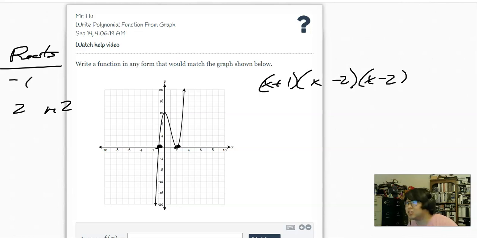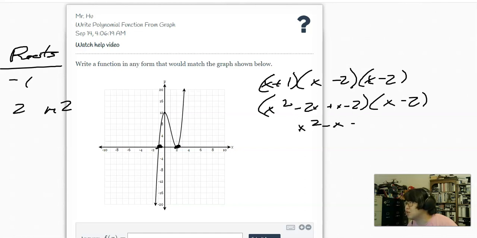Let's do the little multiplication to get this all out. X times x, x squared, negative 2x, plus x, minus 2. So that's my first group. I'm going to leave this other one out here. Do one at a time so you can save yourself some trouble. This is x squared minus x minus 2 times x minus 2. All right. Now, whatever method you choose to use, personally I prefer the box method, so let's do the box.